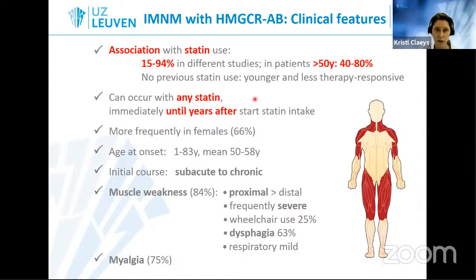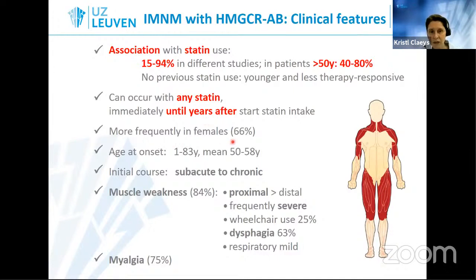So the disease can occur with any statin. It can occur relatively rapidly after starting the statin, but it can also occur many years after the statin has been started. And that's also why sometimes this diagnosis is missed, because people already take it for years and the symptoms only started recently, and people think that this cannot be related. So it's important to know that there can be a delay of symptoms of many years.